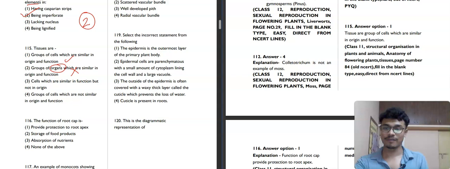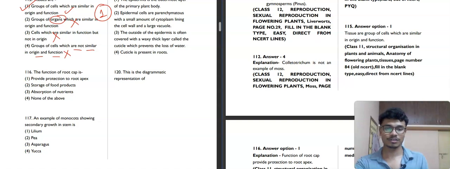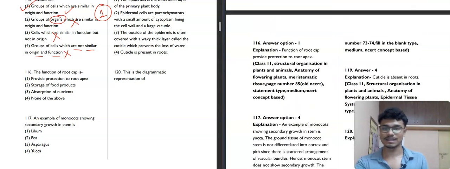Cells which are similar in function but not in origin. Tissue has to be of similar origin. So this is not correct. Then groups of cells which are not similar in origin and function is totally incorrect. So the most appropriate one, group of cells which are similar in origin and function. The first option is our correct answer here. Now the next question is question number 116. What it is saying, the function of root cap.